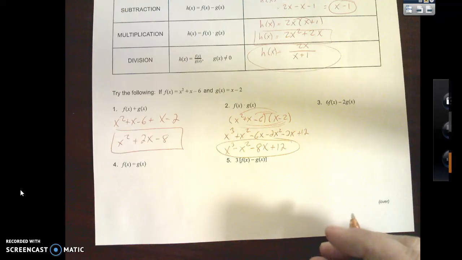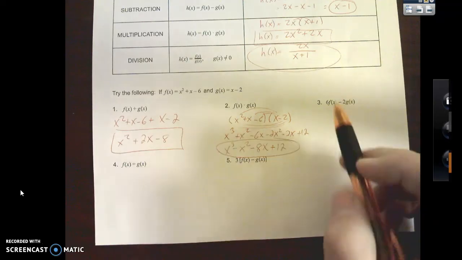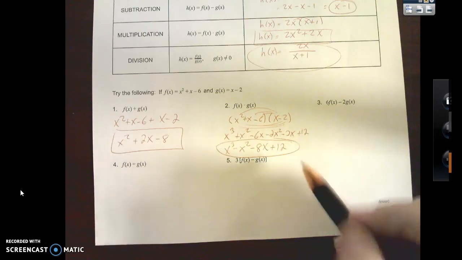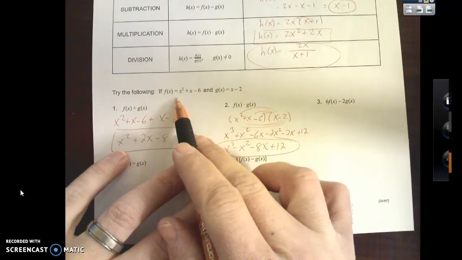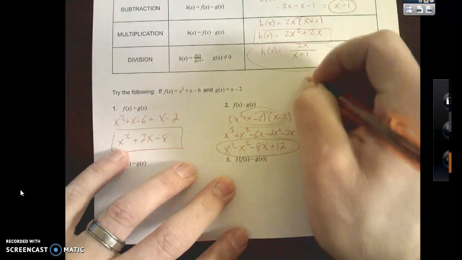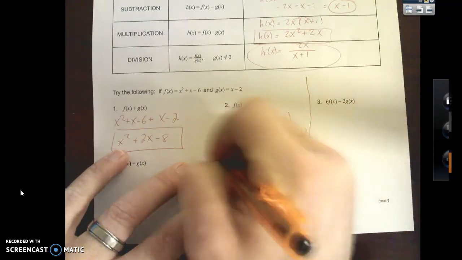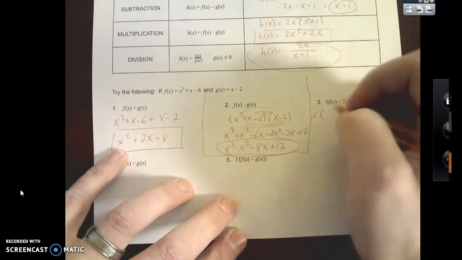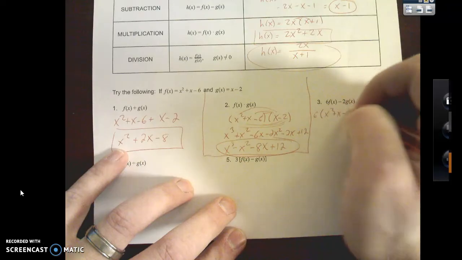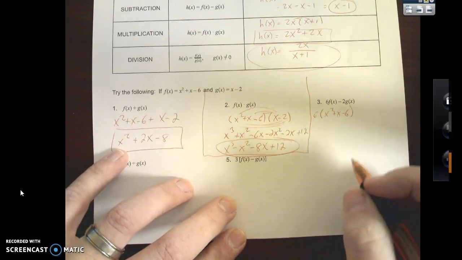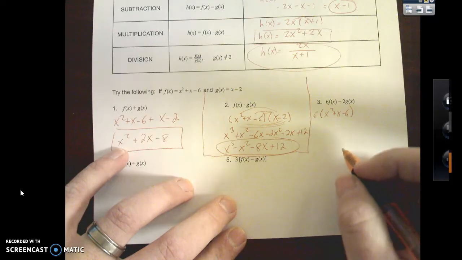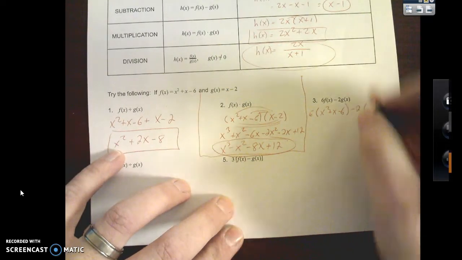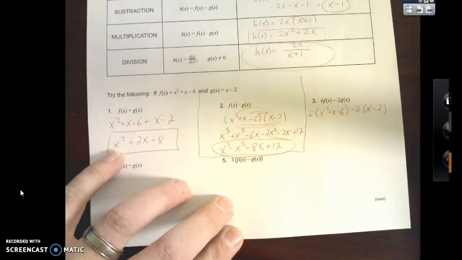Ready for your first curveball? Everybody take a deep breath. I've got 6 times f of x minus 2 times g of x. Oh no, what do I do? Well, up here I'm going to write 6. Let me just put a little line going down here so that you don't get confused. So I'm going to do 6 times my f of x, which is x squared plus x minus 6. Parentheses are your best friend in math. They're there to help you organize, so don't be afraid of them. Minus 2, and my g of x function is x minus 2.